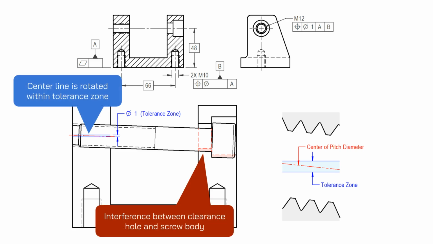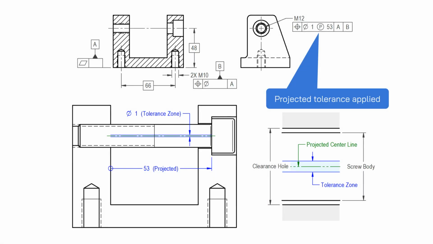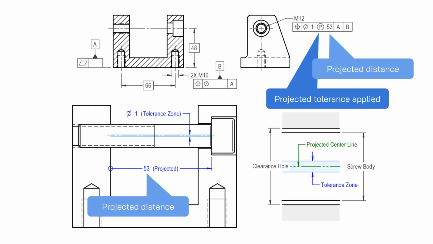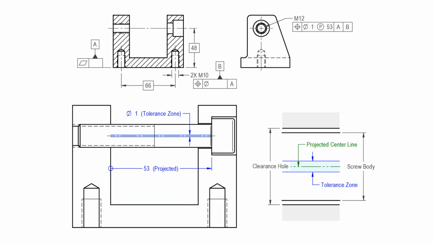Because of this, we need to adjust the tolerance zone and move it to the clearance hole instead of inside the part. Essentially, the projected tolerance zone modifier in GD&T moves the tolerance zone outside the part itself. You always need to specify how far it's projected. In this example, the modifier P is applied at a distance of 53 millimeters. So the centerline of the threaded hole will be regulated beyond the part, ranging from 0 to 53 millimeters from the surface.